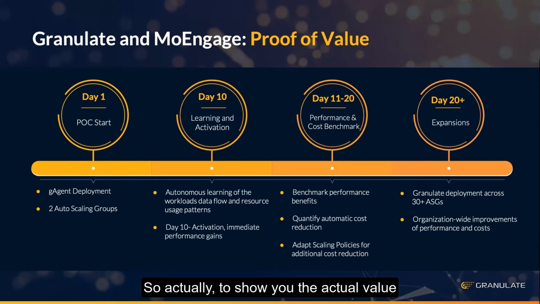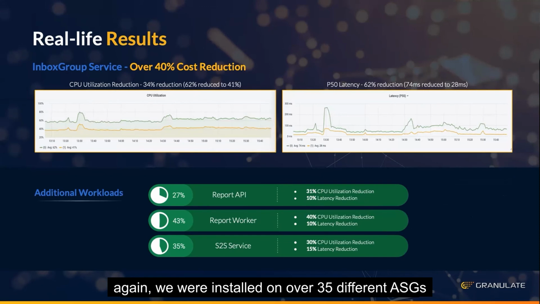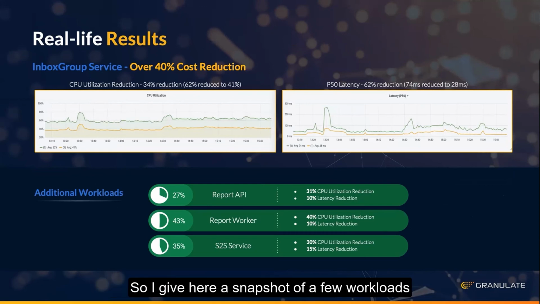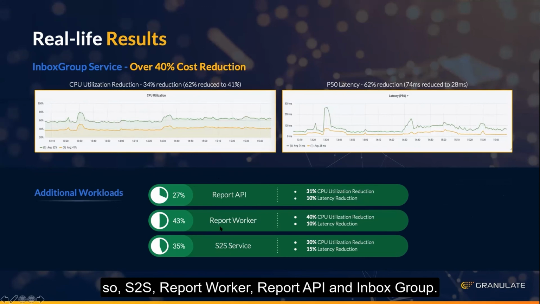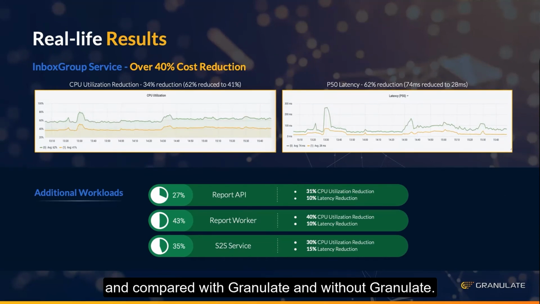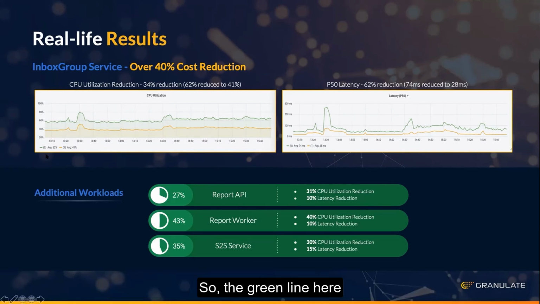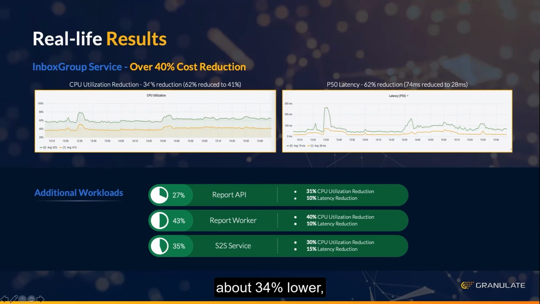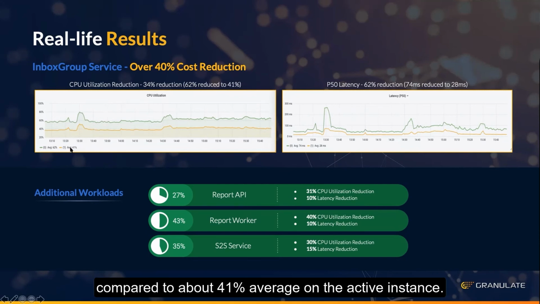So actually to show you an example of the value, again, we were installed on over 35 different ASGs, each of them getting pretty significant improved performance. Just a few examples. So here is a snapshot of a few workloads or ASGs we're installed on: S2S, Report Worker, Report API, and Inbox Group. And you can see Inbox Group, for example, you see here a comparison between active and passive machines running on the same workload and compared with Granulate and without Granulate. So the green line here is the instances running without Granulate, so Granulate deactivated, and the orange line is with Granulate activated. So you can see that the CPU utilization averages on the activated instances, again, running the same load on the same cluster, is much lower with Granulate, about 34% lower, so 62% average on the passive instance, compared to about 41% average on the active instance.